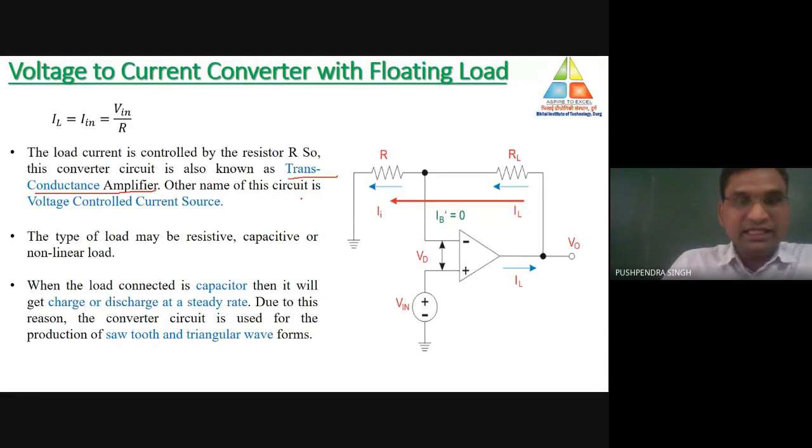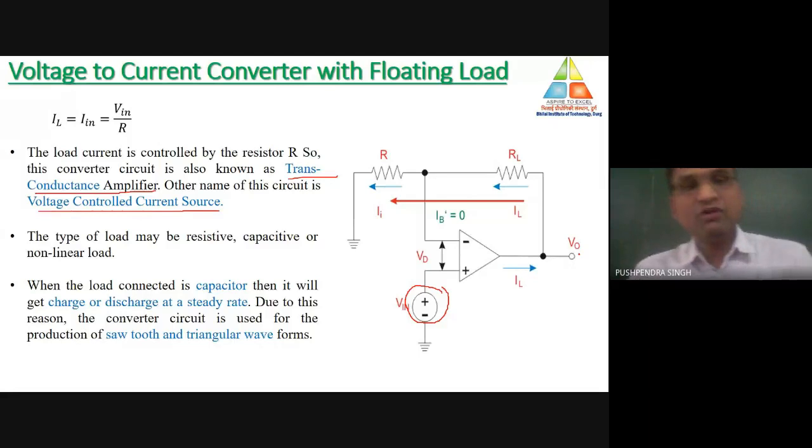Another name for it is voltage controlled current source. By controlling this input voltage, we may control the value of load current. That's why it is also called as voltage controlled current source. Second thing is transconductance amplifier. Why? Because this load current is dependent on the value of this resistance R. So which kind of the resistance which may connect at the load terminal? Either that load could be resistive type, capacitive type, or any kind of the non-linear load.